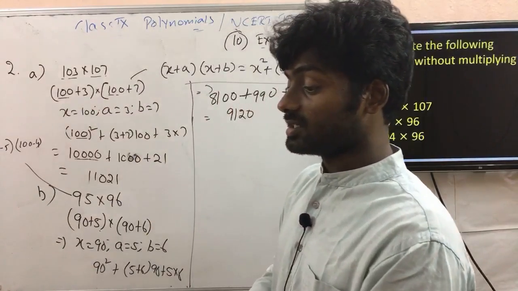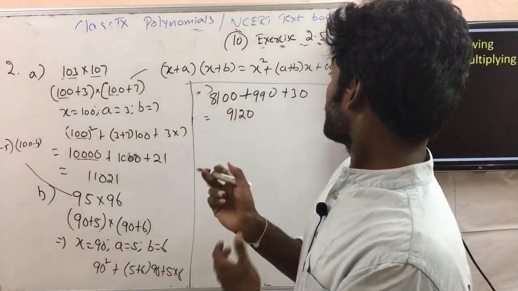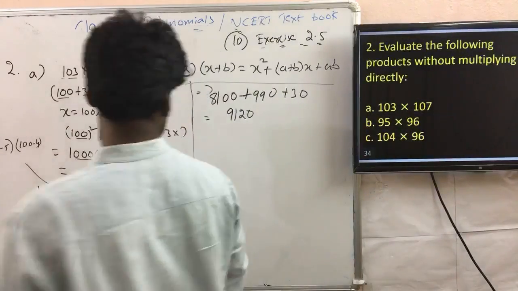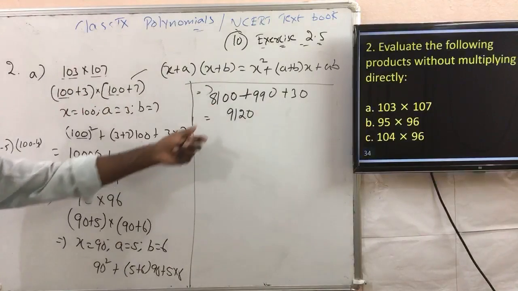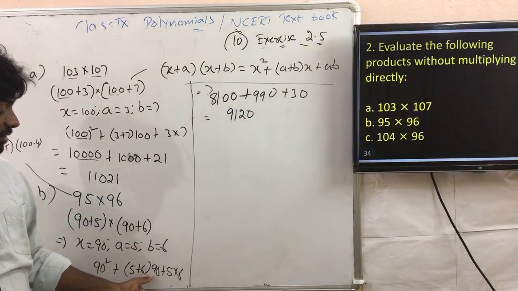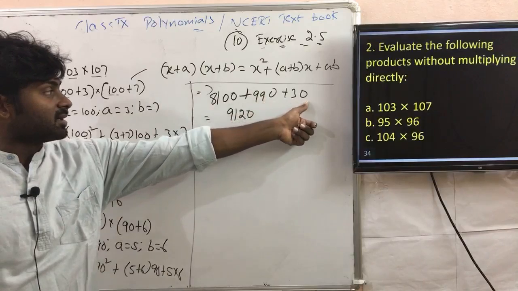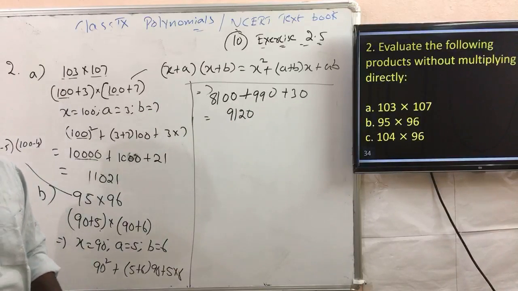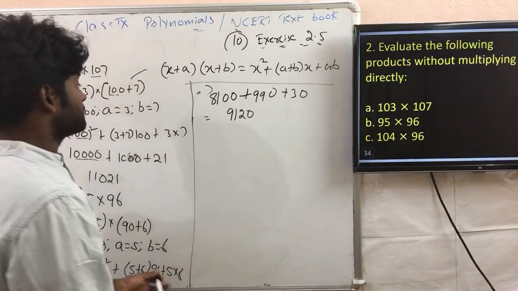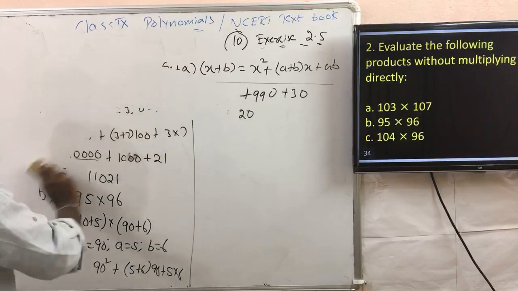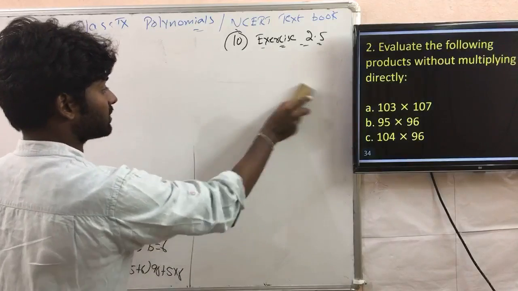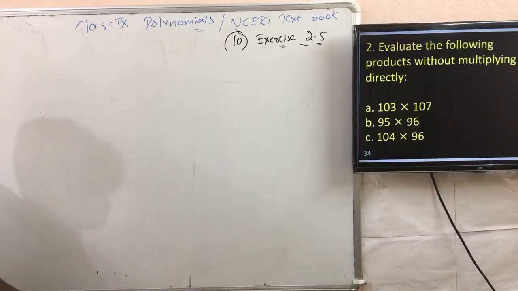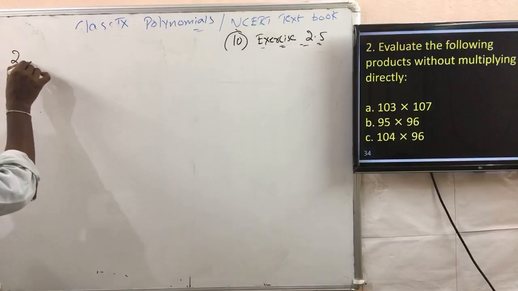Yes, Asutosh, it is 9120. Check once. Already Shivam gave the answer. Okay, 9120. See once. 90 square is 8100. 5 plus 6, 11 into 90, 990, plus 30. Okay. We can move to the next sum in the same main. Third sum in the second main.